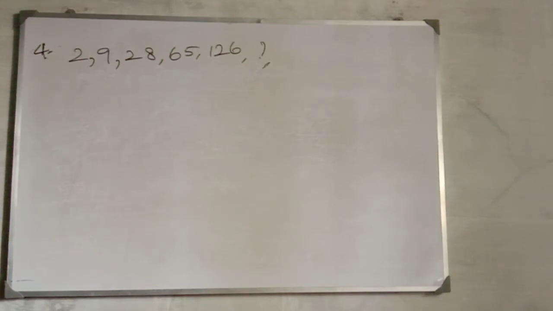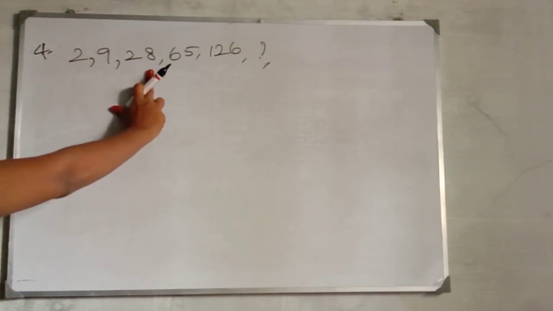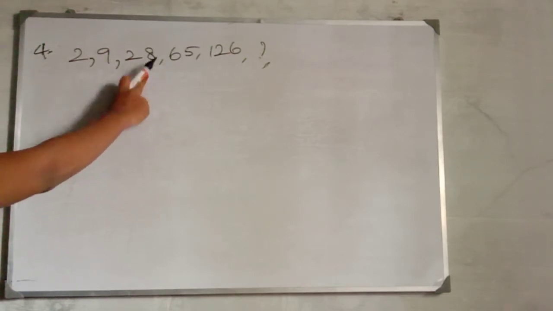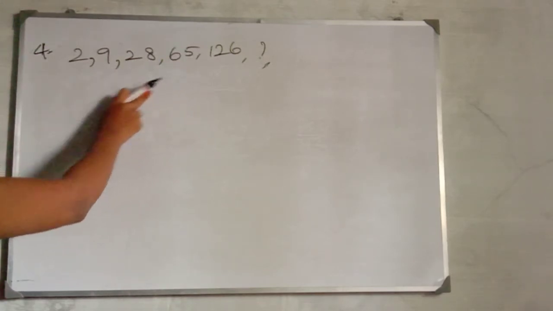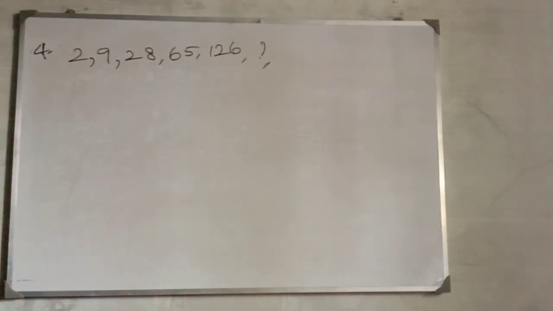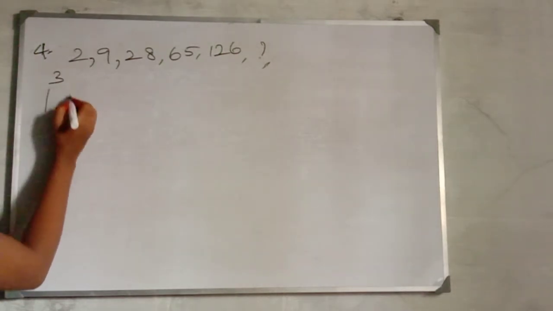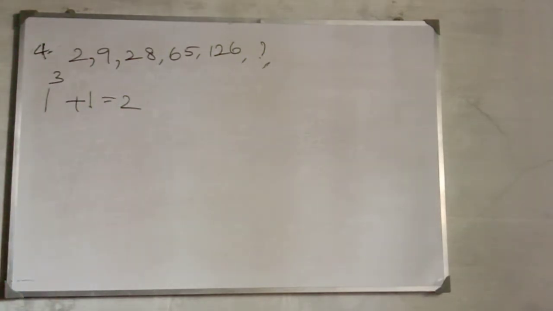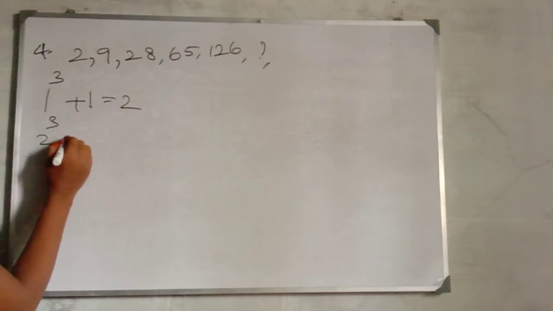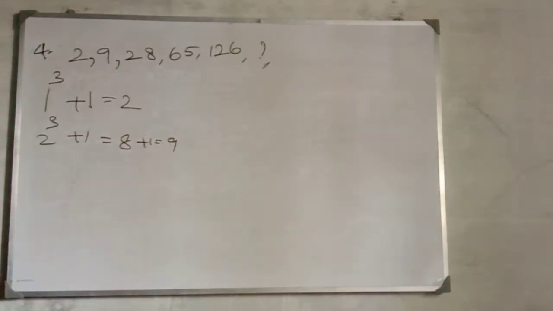It is assumed that these are cubes: 2 and 3 cube. This one is coming under the 4 table, this one under the 5 table. So what will be the answer? Let us assume 2 comes from 1 cube plus 1 is equal to 2. Next, 2 cube plus 1, this will be 8 plus 1 is equal to 9.